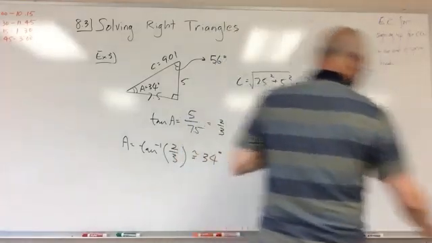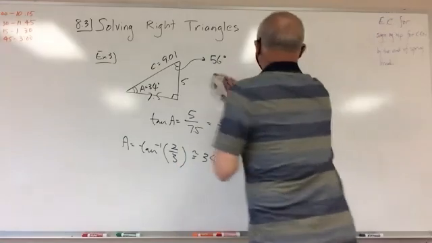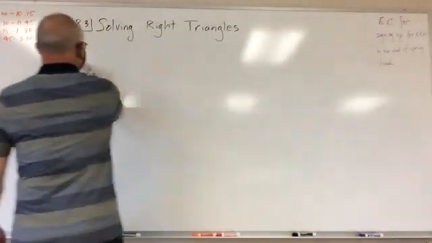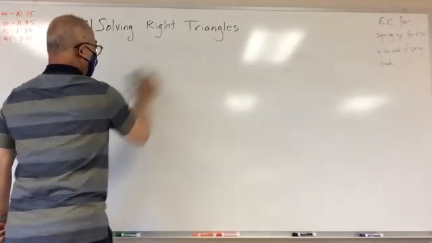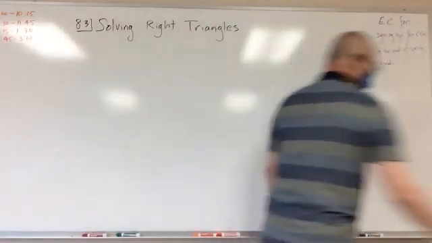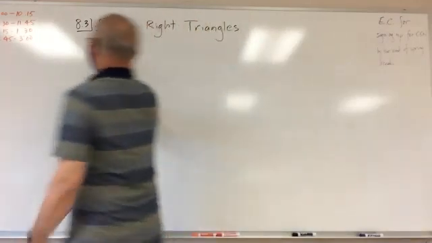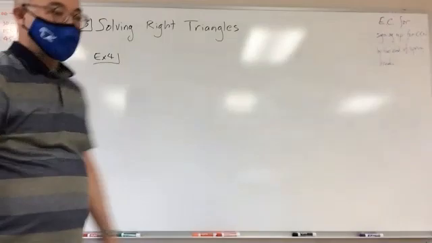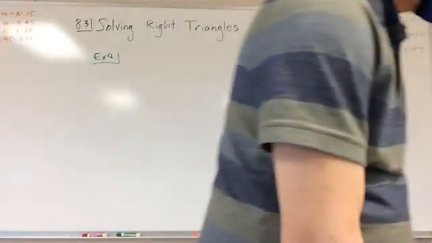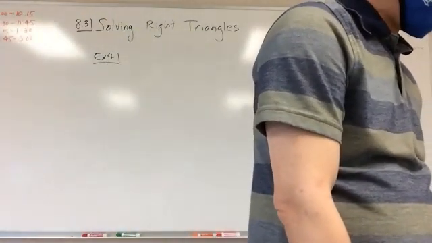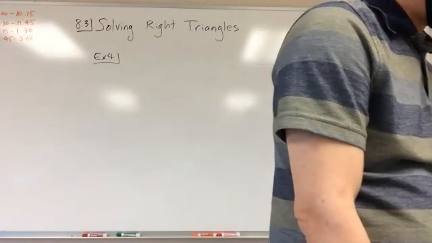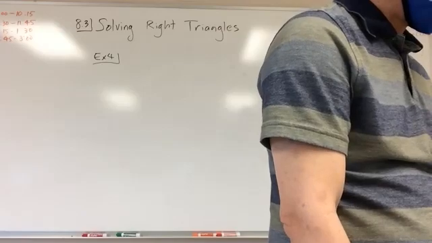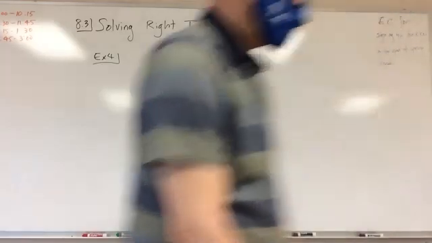Example number 4. Solving a right triangle in the coordinate plane. The coordinates of the vertices of JKL are given. Find the side lengths to the nearest hundredth and the angle measures to the nearest degree.